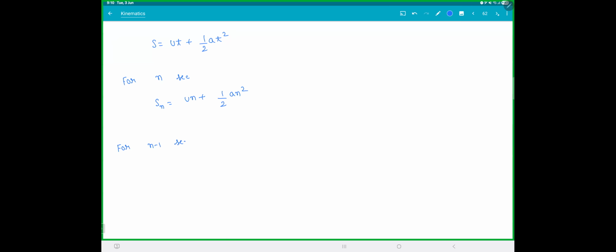So this is the logic. I'll find the distance for n seconds. I'll find the distance for n minus 1 seconds. And if I subtract them, I'll get the nth second. So this will be u into n minus 1 plus half a into n minus 1 square. You're getting the logic? I'll find the distance for n seconds, I'll find the distance for n minus 1, and if I subtract them, I'll get the nth second's distance. Is that making sense logically?